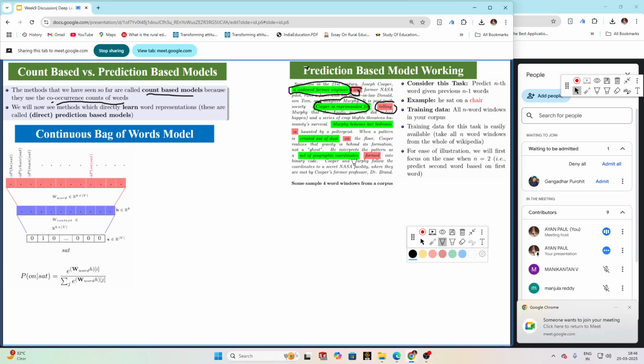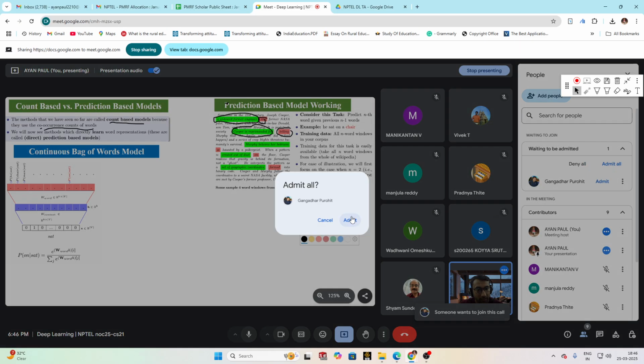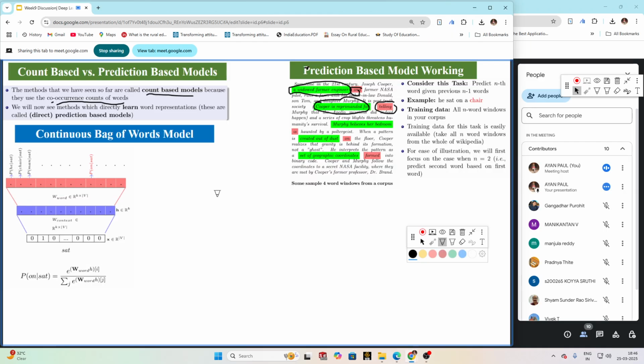The first prediction based model is known as the continuous bag of words model. For this prediction based model we need to predict our output, so for that we will be applying deep learning. So the first model is known as the continuous bag of words model.